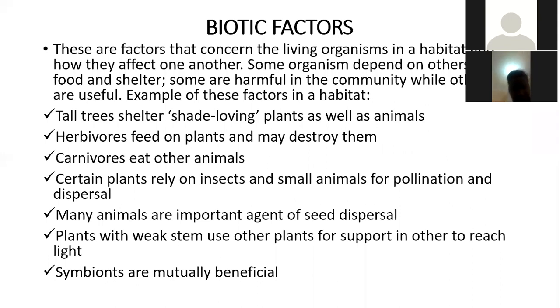Plants with weak stem use other plants for support in order to reach light. Now this statement means you have plants that are mostly tall plants. You would notice that you will find some small plants attached to the tall plants. Now they are just there to what? For support. And this support enables them to reach sunlight on their own to prepare their own food.